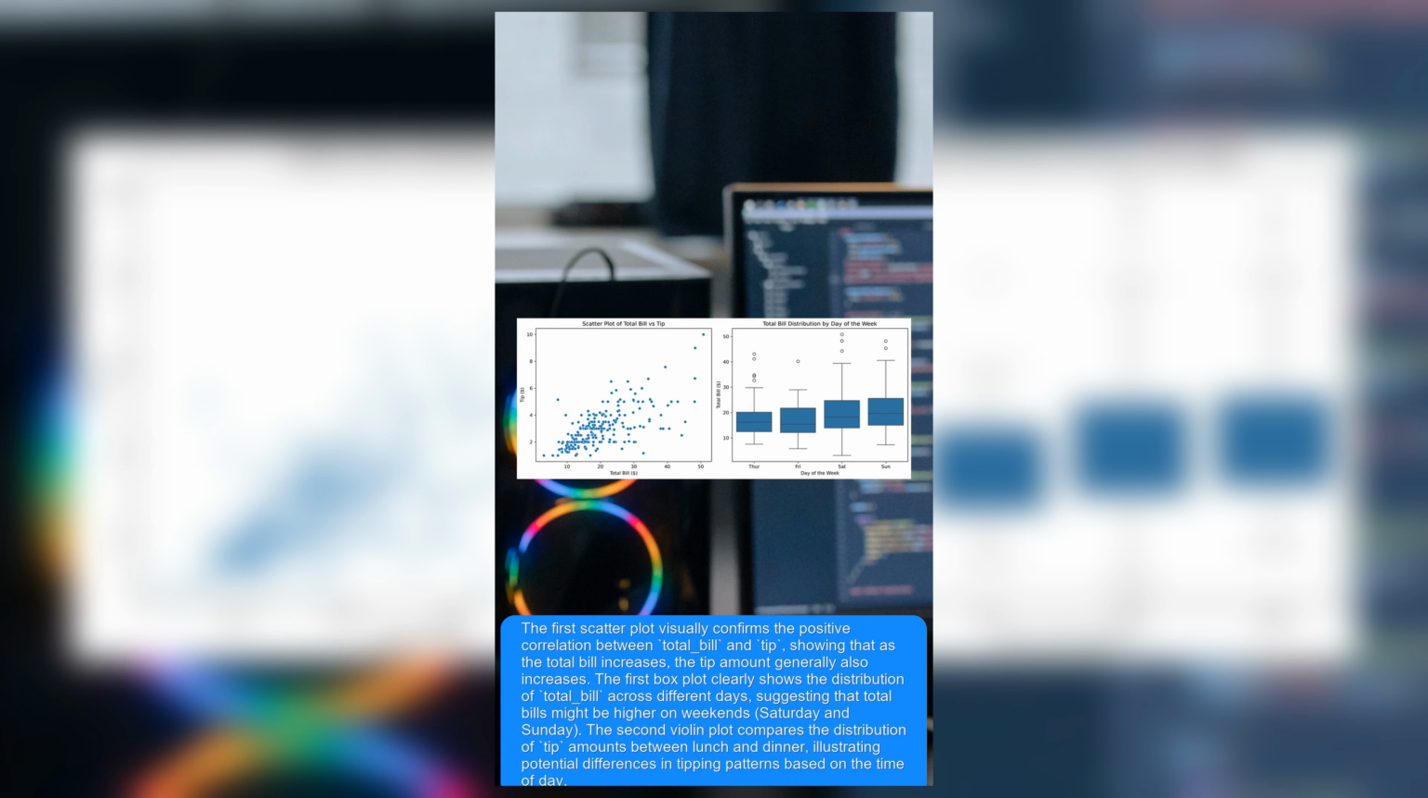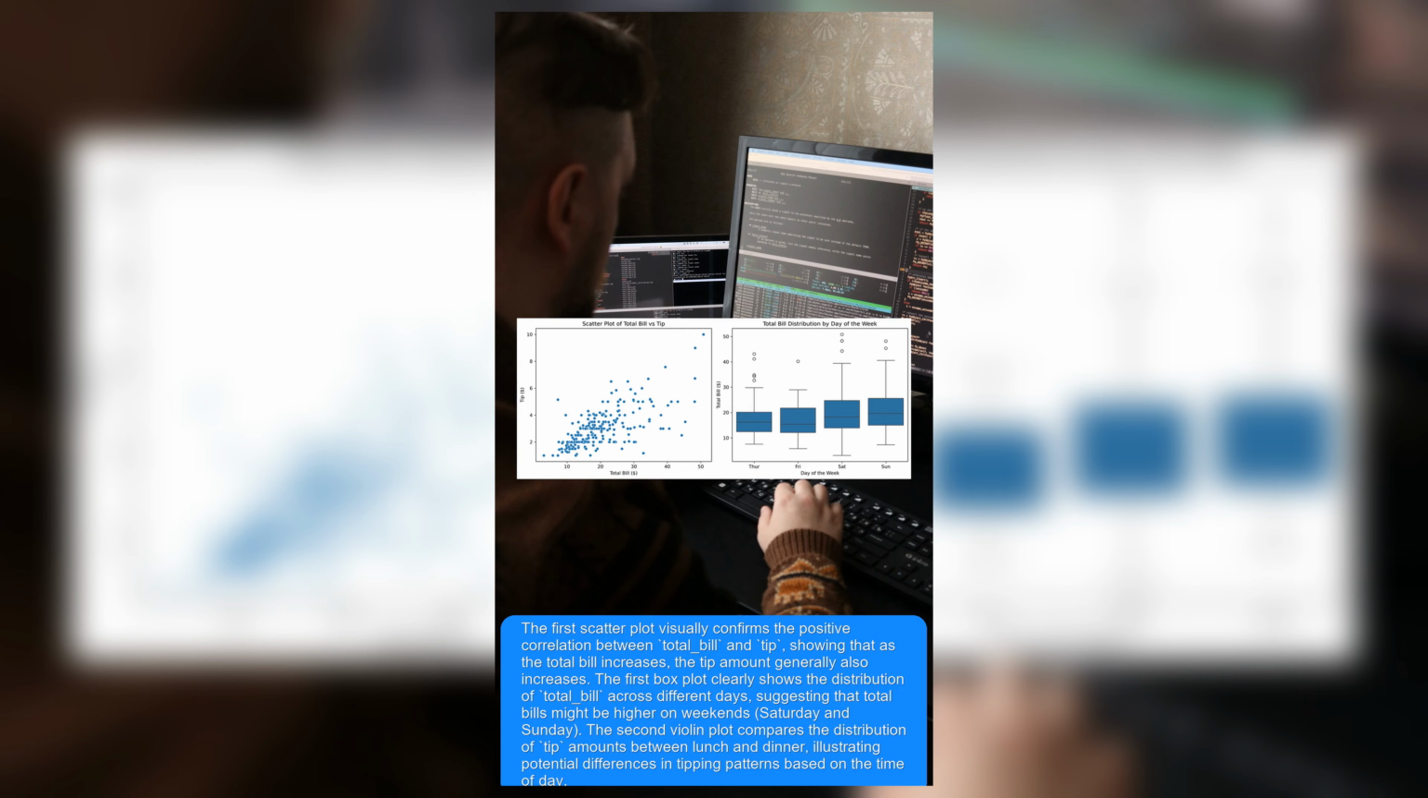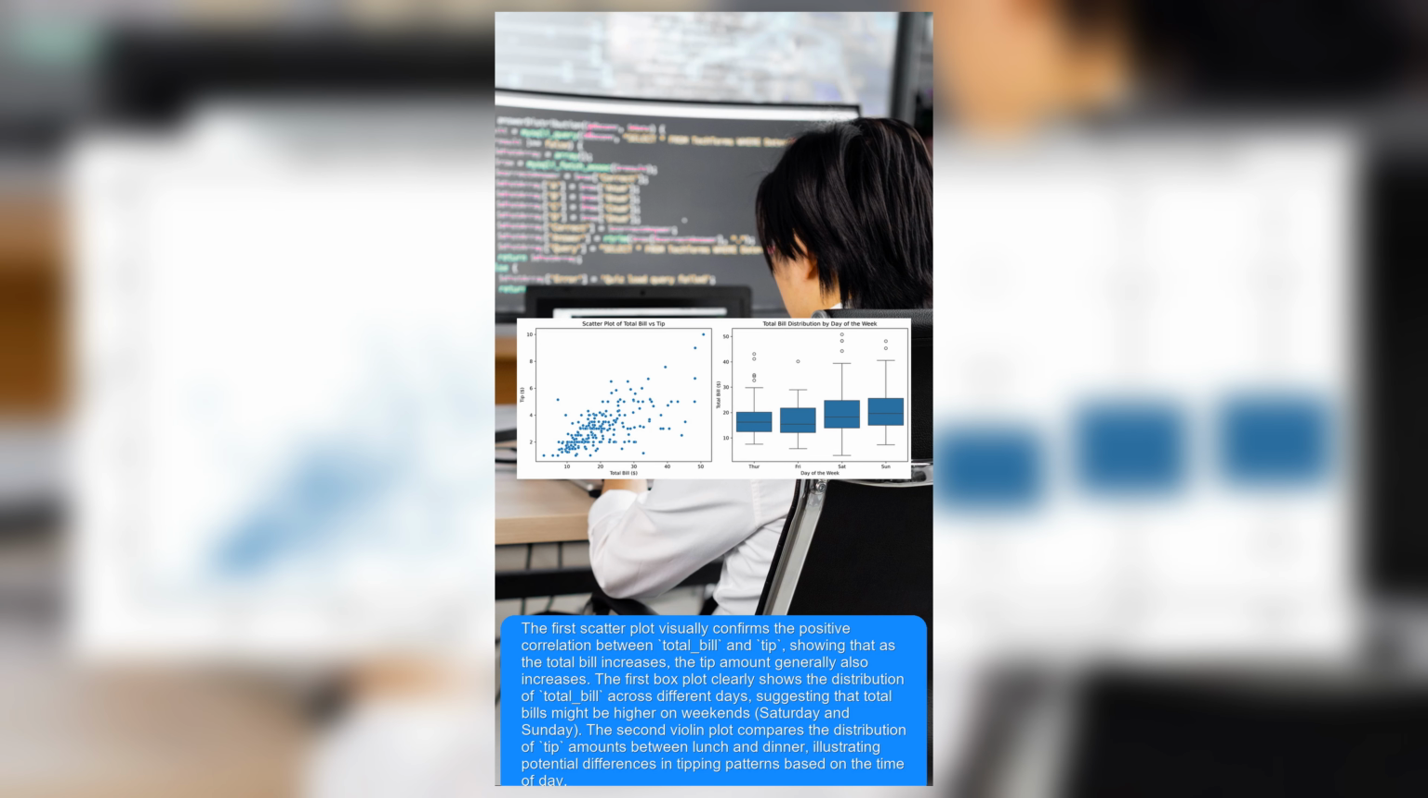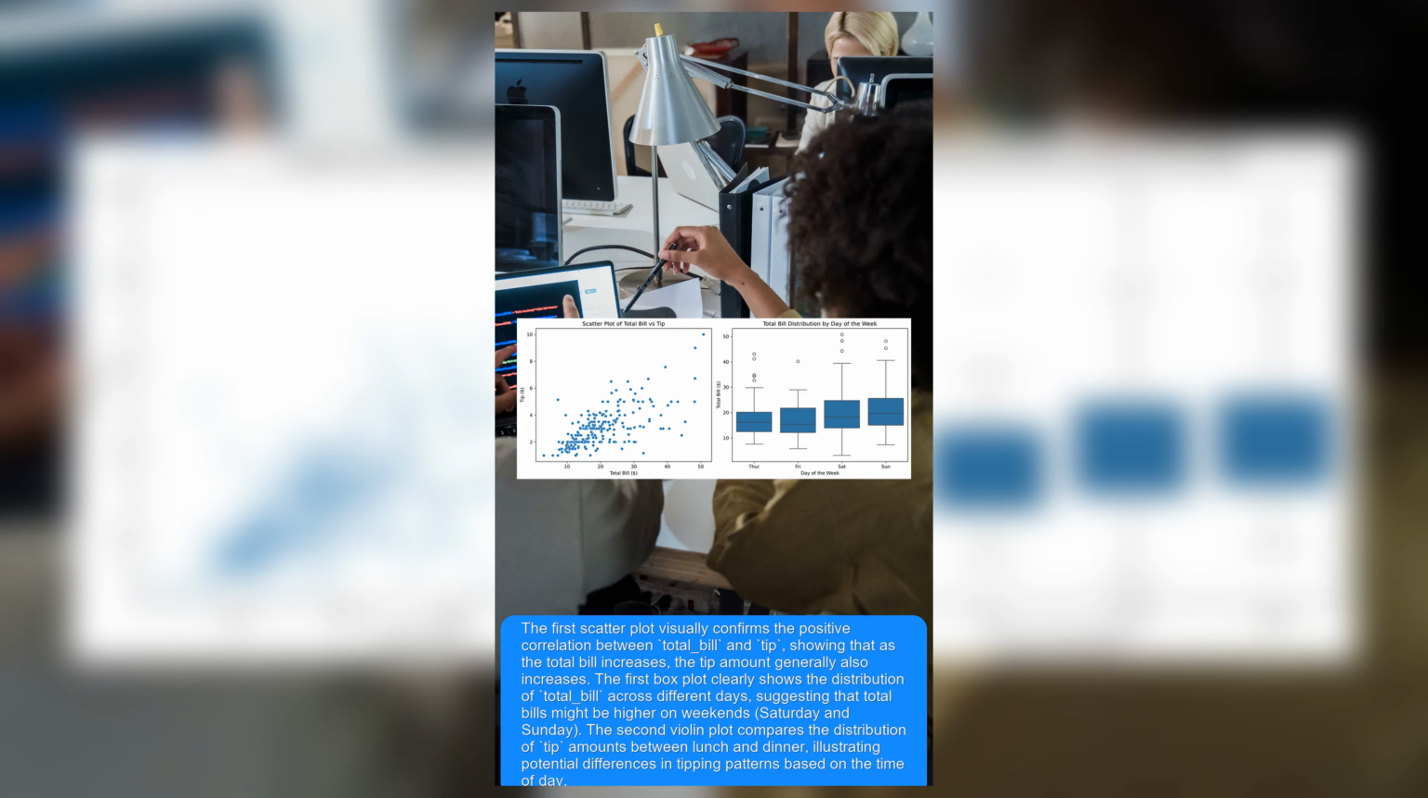The first scatter plot visually confirms the positive correlation between total_bill and tip, showing that as the total bill increases, the tip amount generally also increases.